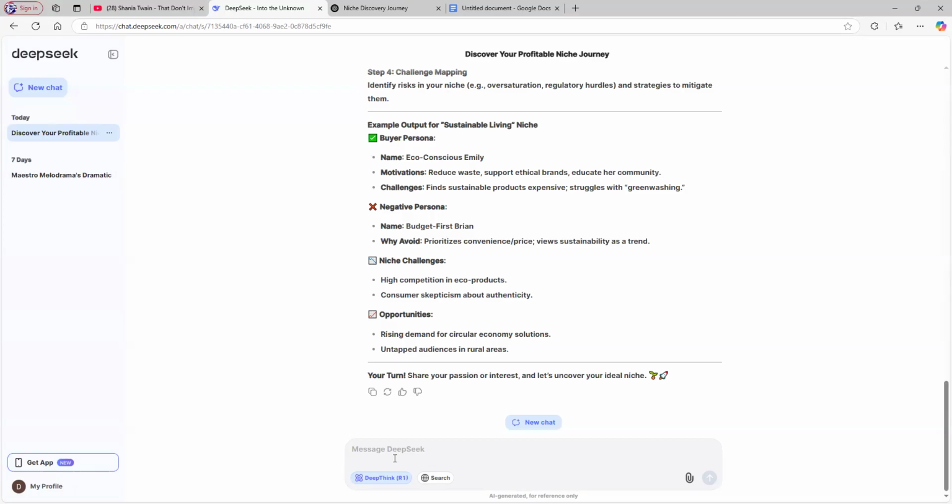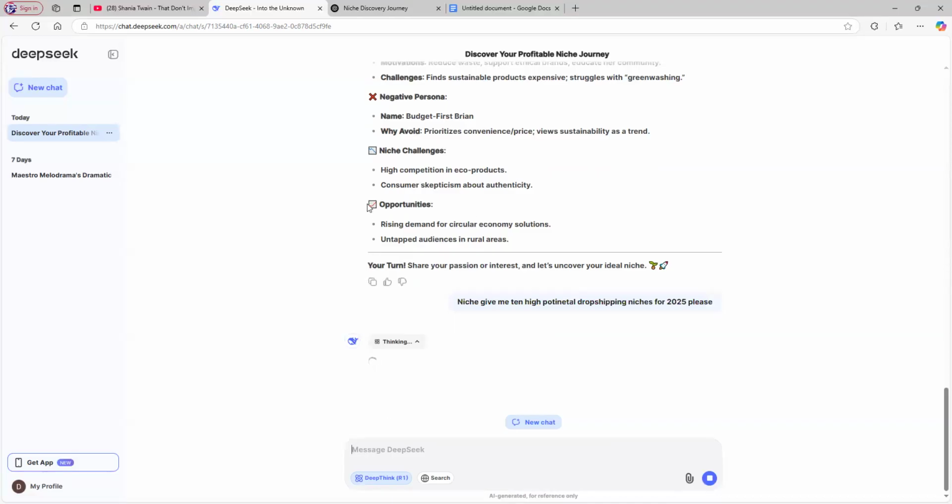So what we're going to just do is we're just going to go ahead and go niche. Give me 10, let's go 10 high potential drop shipping niches for 2025, please. Always be nice. Always be nice to the AI.